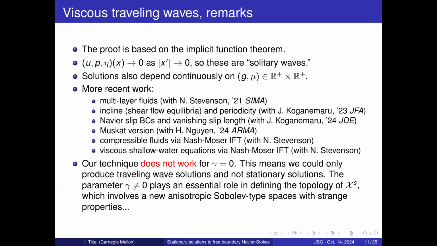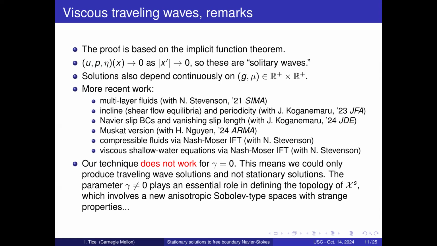Okay, so here are some remarks on this. Now, as you will perhaps be unsurprised to hear, given the structure of what I just wrote, the proof is based on the implicit function theorem. Moreover, we know that the solutions decay as you go out to infinity. So the velocity field and the pressure also decay as you go out to infinity. So these are what we call solitary waves in the traveling wave literature. So these are not periodic solutions.